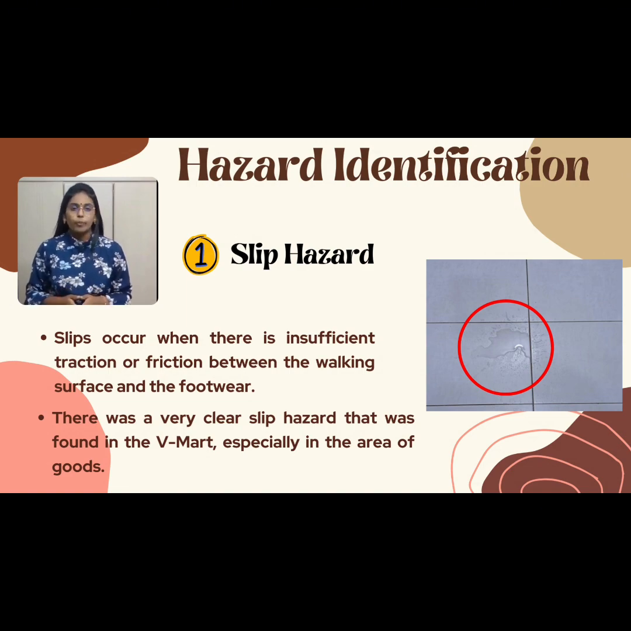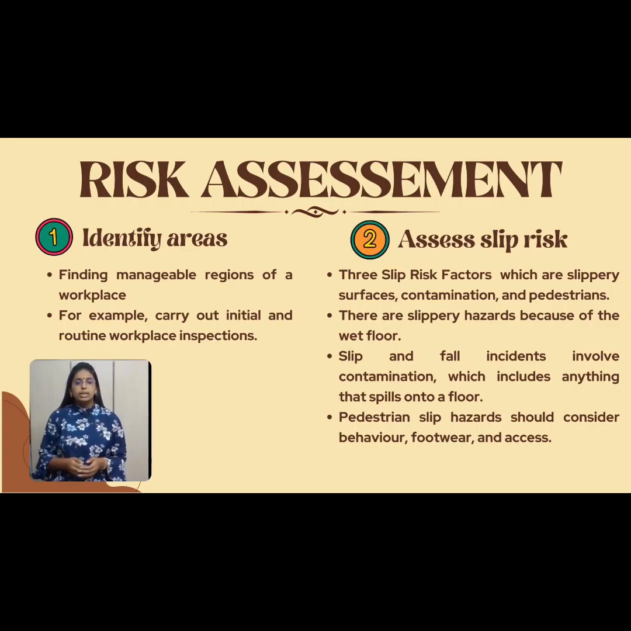water on the floor. The slip risk assessment and prevention process can be completed with three key steps, which are to identify areas, assess slip risk, and prevent slip risk. Firstly, identify areas. Finding manageable regions of a workplace could be the first step in a slip risk assessment procedure. Failing to identify or acknowledge hazards that are present or may have been expected is one of the root causes of workplace diseases, accidents, and incidents.